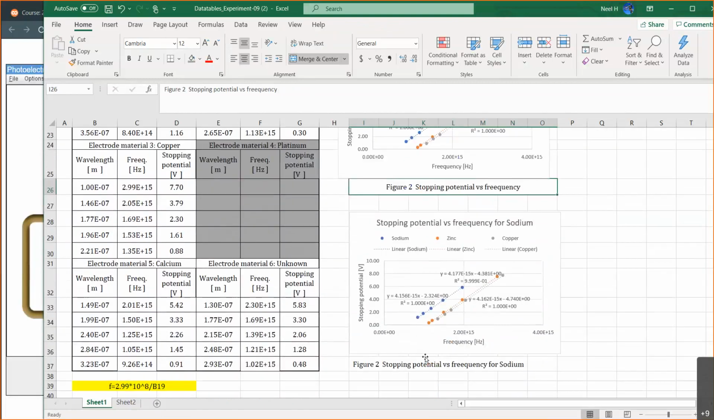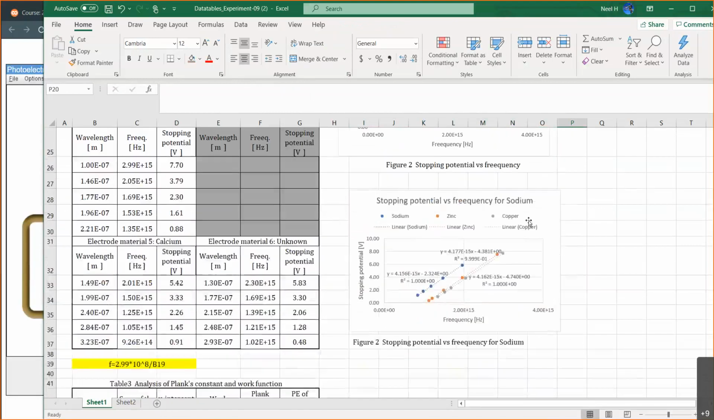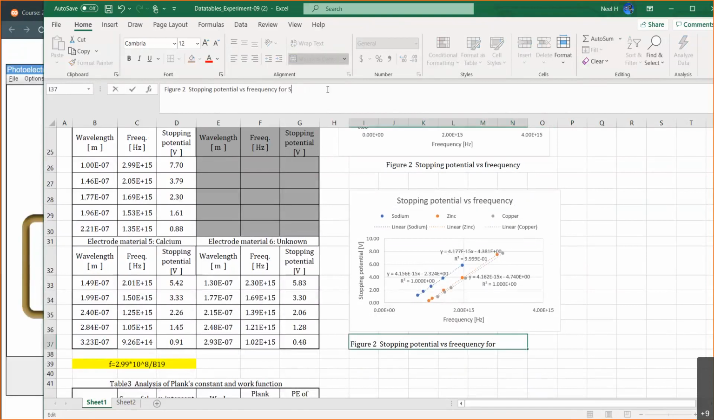And the graph right here, sodium on the top you also have to get rid of, because that's not meaningful. We have more than one data set in the same graph. So let's get rid of that. Let's get rid of this right here also.